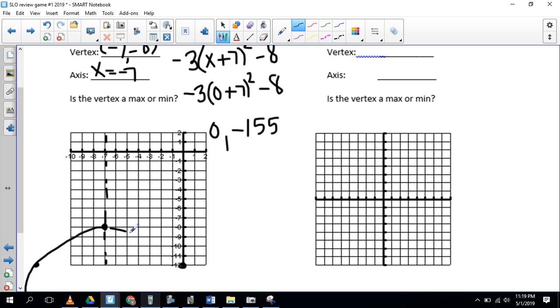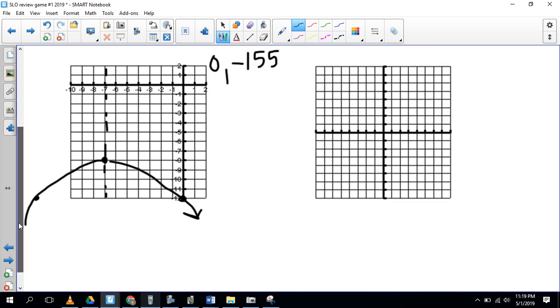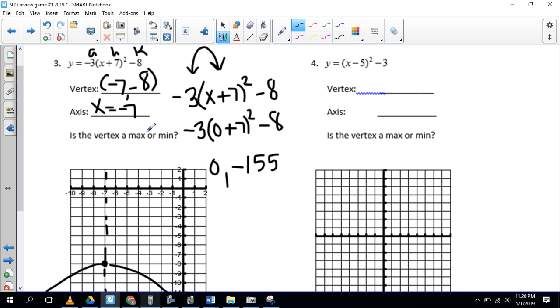So our graph, if you look, it opens up like a mountain. I mean, it opens down, and it's going to be a max. So basically, that's how you would do that. Okay, so stop this video and try the rest of the problem.